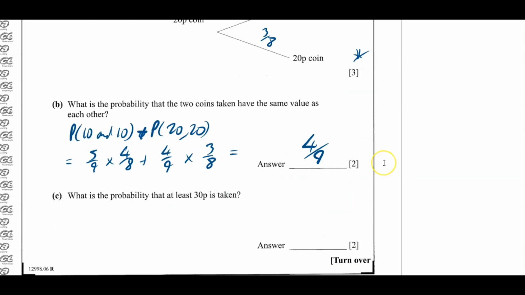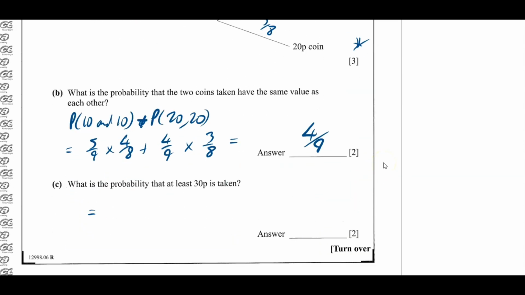So it's everything else. It's 1 minus that first branch, which was a 10 and 10. So 1 minus 5 over 9 times 4 over 8, which is 1 minus 20 over 72. And then if you do that out, it is 13 over 18.